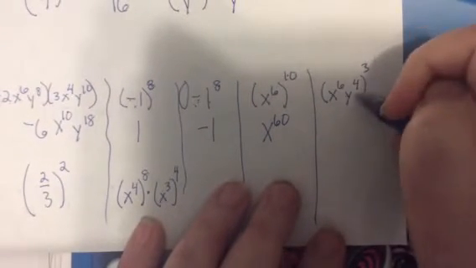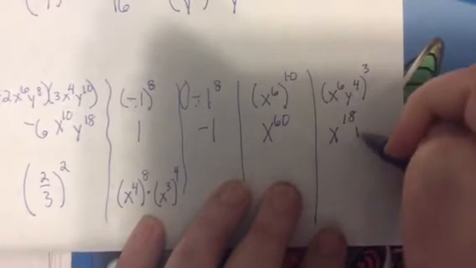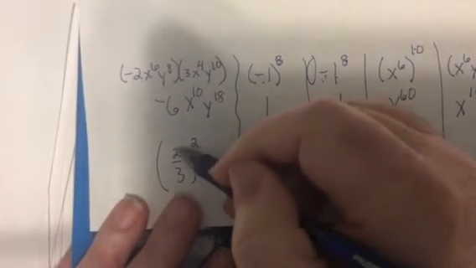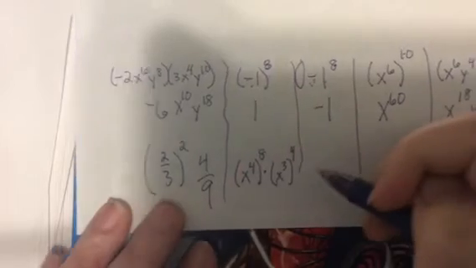Product, we're going to raise both to the 3rd power, so it'd be x to the 18th, y to the 12th. Now this one, square both, so it'd be 4/9.